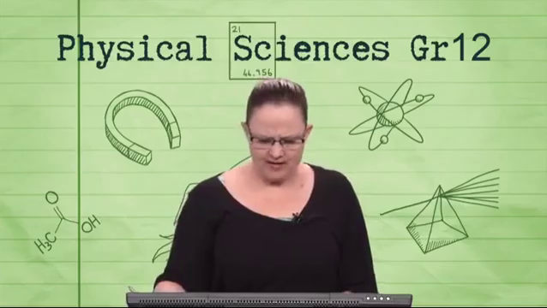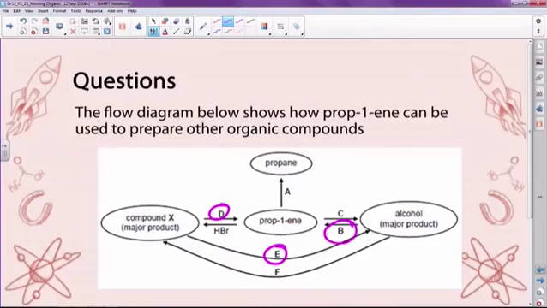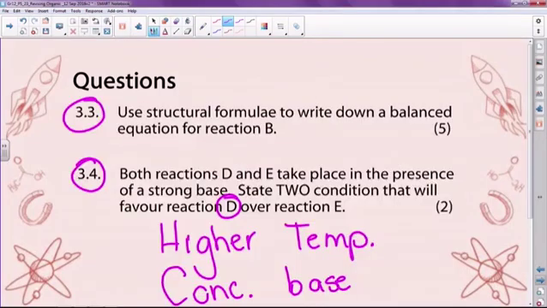If we want elimination, which takes more effort, it has to happen at a higher temperature and a concentrated base. Now, for reaction B, that was quite easy. That's the alcohol becoming your propene. Hopefully, you wouldn't have too much of a problem with that. Please just remember, though, that one of your products has to be water, not just the propene.